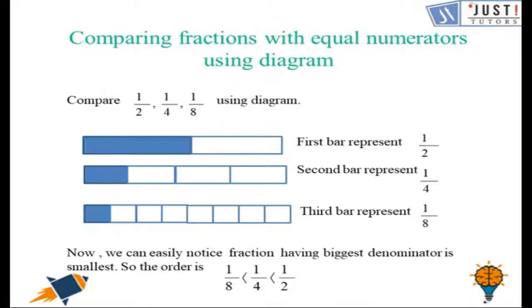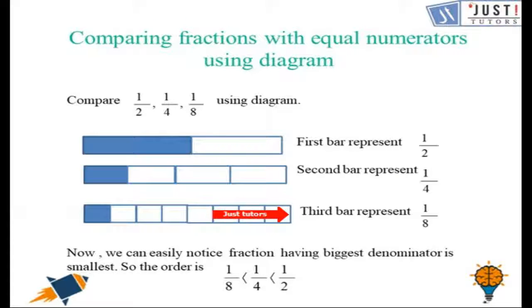Now let's talk about comparing fractions with equal numerators with the help of a diagram. That's a half. From the total bar, one part is shaded and one part is not shaded. Now it's a quarter, so one part is shaded out of 4 parts. And 1/8, so only one part is shaded out of 8 parts.